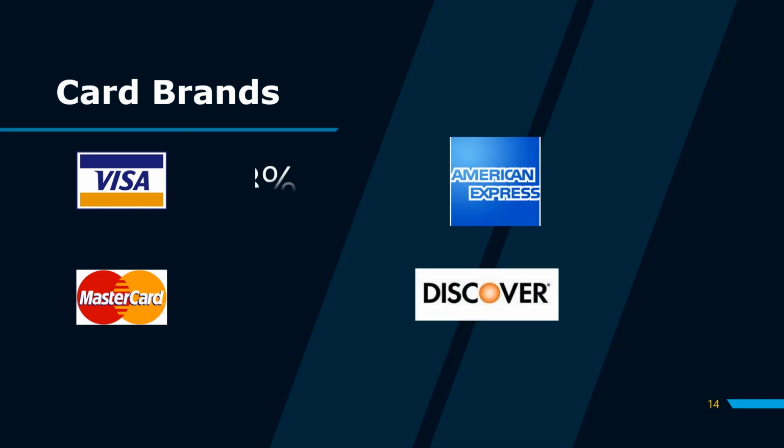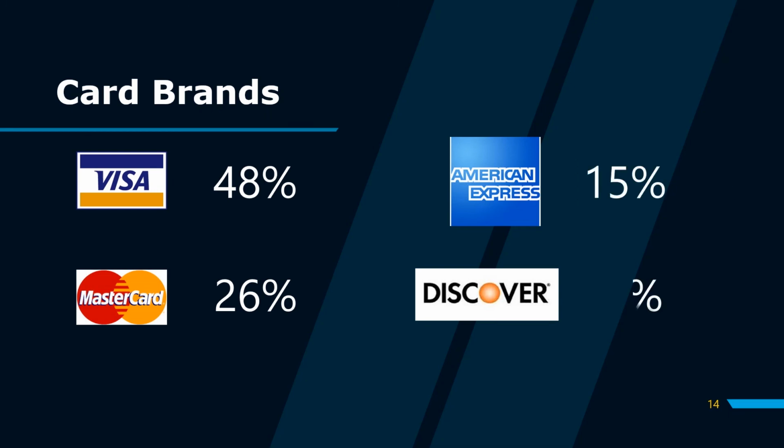Visa is the largest credit card issuer with 48% of the market share. MasterCard comes in next at 26%, American Express at 15%, and Discover makes up just 3% of all credit cards that are issued.